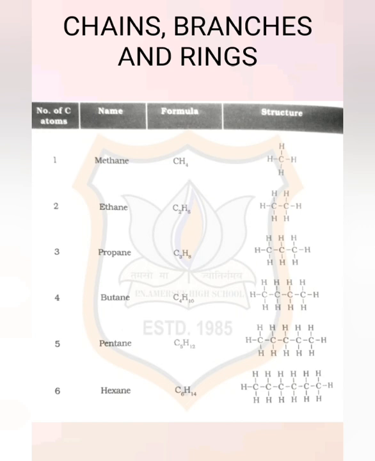Hello students, let us continue chapter 4 in chemistry, carbon and its compounds. Today we are going to discuss our next topic, chains, branches and rings.